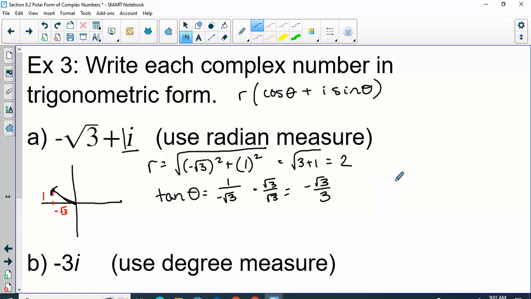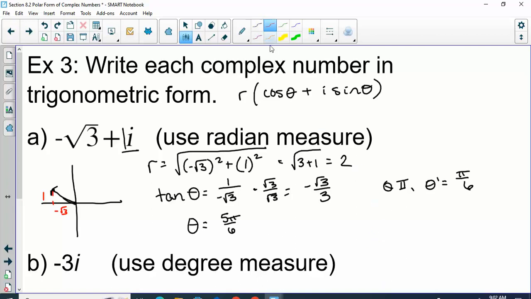Which quadrant are we in? 2. Reference angle. When is tangent radical 3 over 3? Which angle is that? 30 degrees, which in radians is pi over 6. So my angle, pi over 6 in quadrant 2 would be 5 pi over 6.